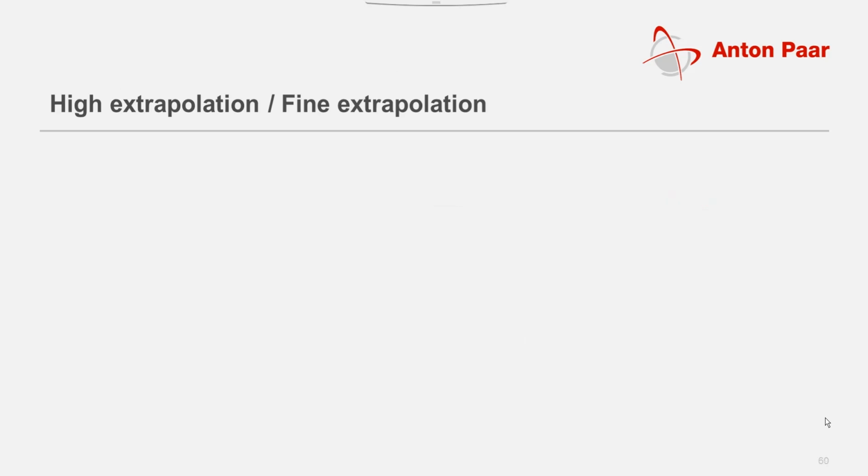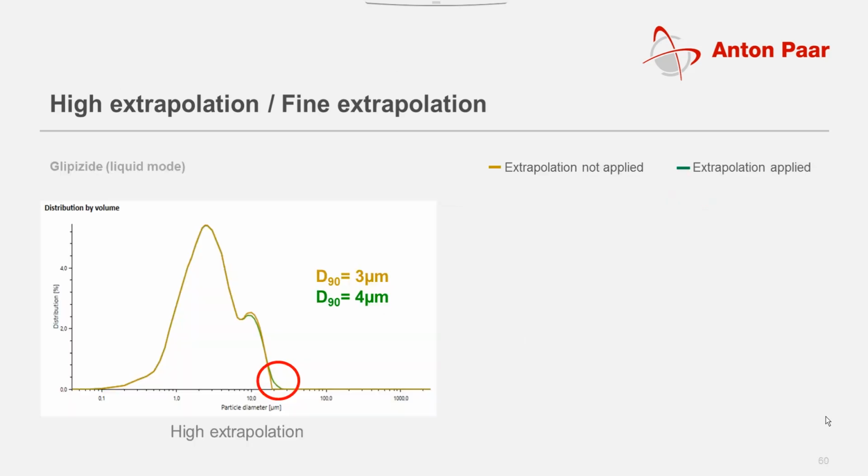We tested on glipizide the effect of high and fine extrapolation. In the picture, the yellow curve refers to the result obtained when high extrapolation is not applied, while the green curve displays the result with high extrapolation applied. The D90 increases from 3 to 4 micrometer, and also in the shape of the particle size distribution there is a smoothing of the curve, which is indicated by the red circle.